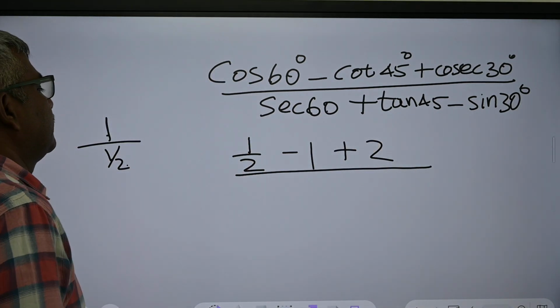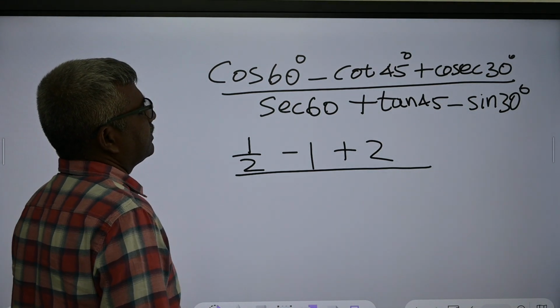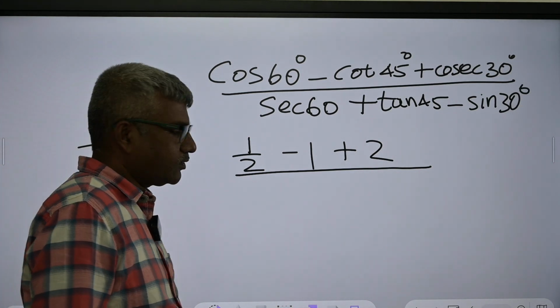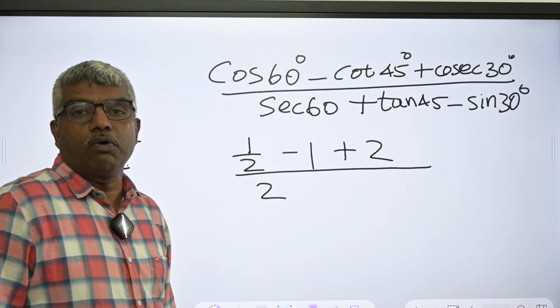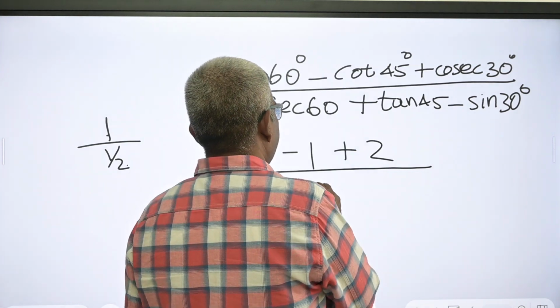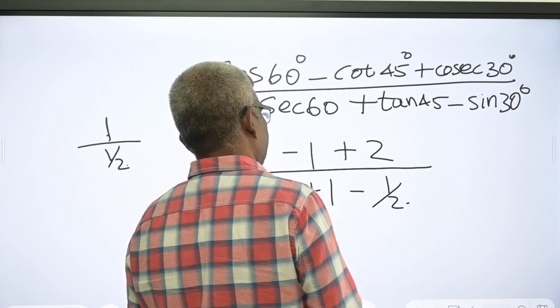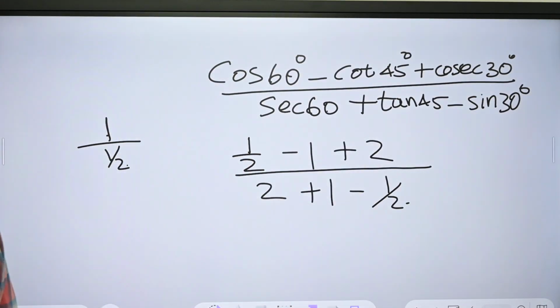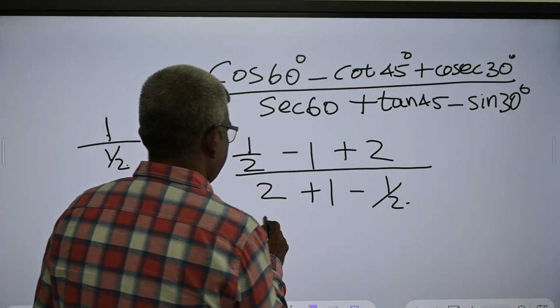Secant 60 is nothing but 1 over cos 60. Cos 60 is 1 by 2. So 1 over 1 by 2 is 2. Tan 45 is 1, minus sin 30, 1 by 2. Okay, it will be 2.5 minus 1.5. So the numerator will be 3 by 2.